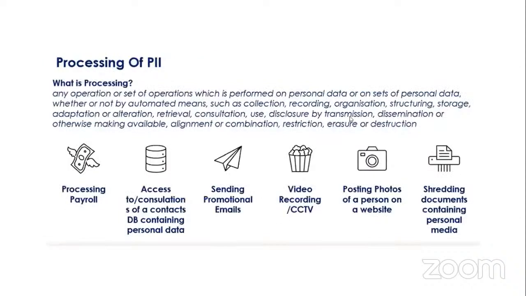And then we talk about processing of this personally identifiable information. So what do we mean by processing? Processing is any operation or set of operations which is performed on personal data, or on a set of personal data, whether or not by automated means, such as collecting, recording, organizing, structuring, storage, or even adaptation. Those are the things that I'm referring to as processing.